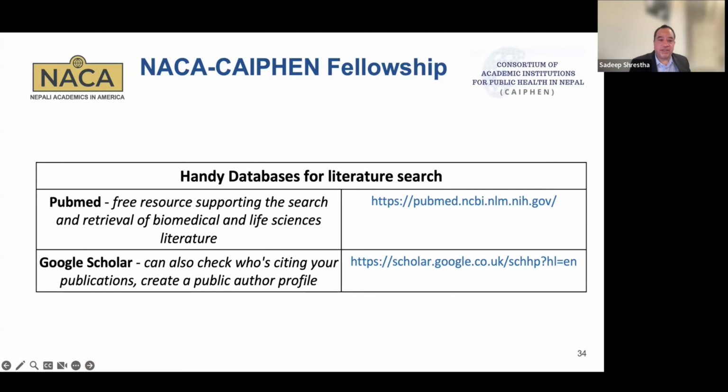Yeah, so quickly, I'm sure all of you have used this database, PubMed. There is the European version of PubMed as well. Should have put that link there. And then, of course, Google Scholar. One of the good things about Google Scholar is you can see which articles cited your paper too. So you can go and look at that.